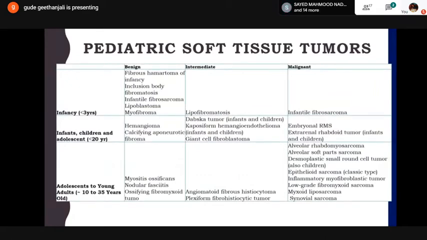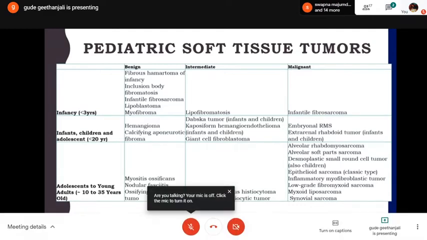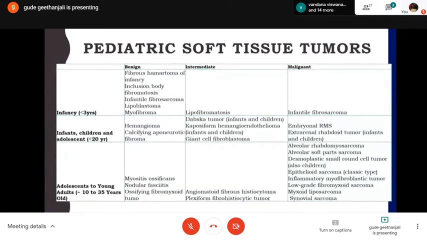If we go by an age-based approach to soft tissue tumors, in infancy we have some categories of tumors which are very common. These include fibrous hamartoma of infancy, inclusion body fibromatosis, juvenile fibromatosis, infantile fibrosarcomas, lipoblastomas, and infantile myofibroma or myofibromatosis, which are the benign category. Lipofibromatosis is also common in infancy and in children below 3 years. The most common malignant tumor in the infantile group is the infantile fibrosarcoma.